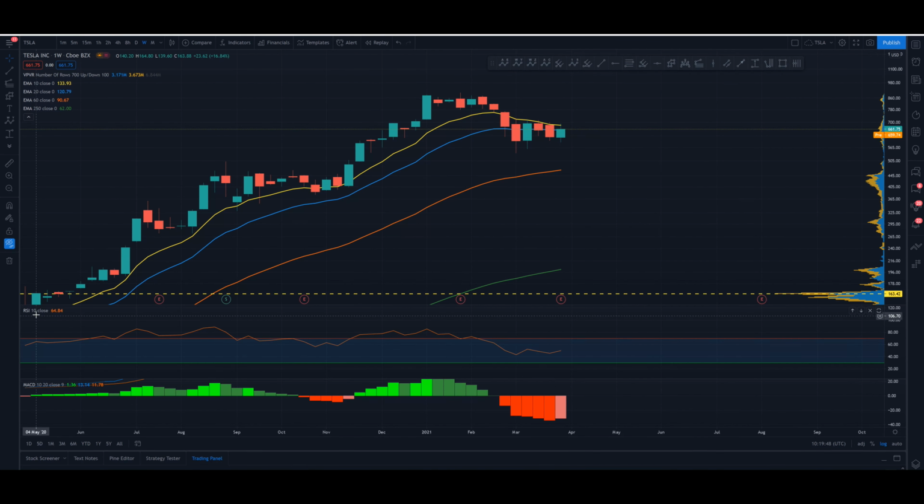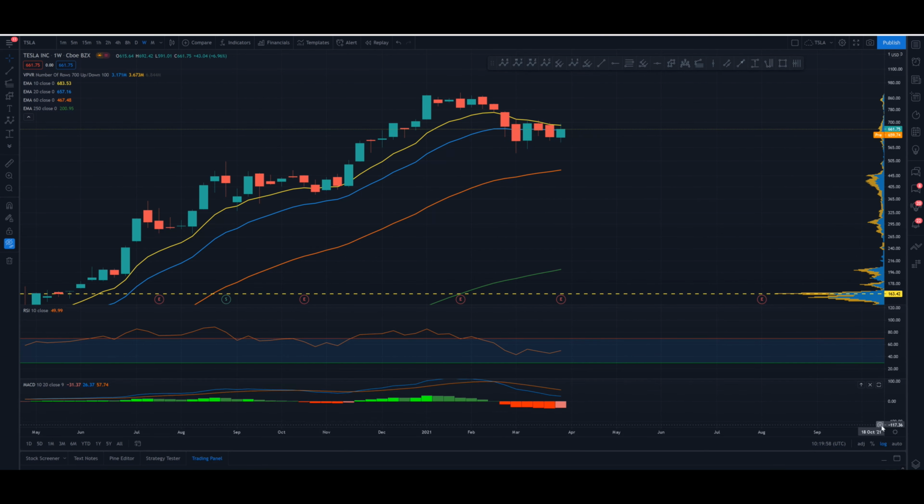We have an RSI set to a 10 close with a green 30 level representing oversold conditions and the red 70 level representing overbought. We have a MACD with a 10 for the short-term moving average, 20 for the long, and a 9 to smooth. The 10 is the blue one, the 20 is the orange. Right then. What can we see on the weekly time frame?